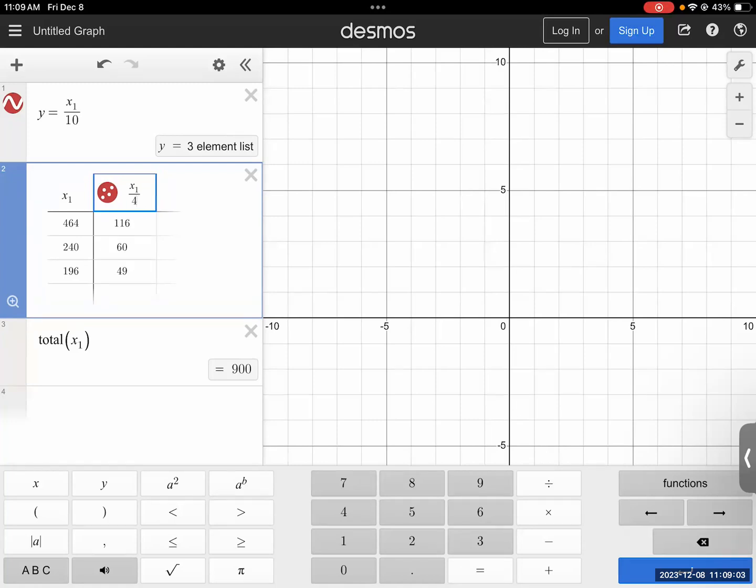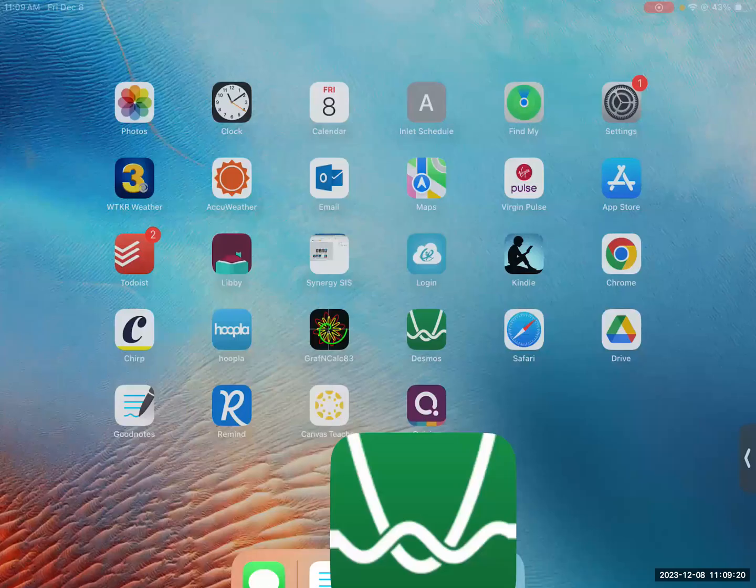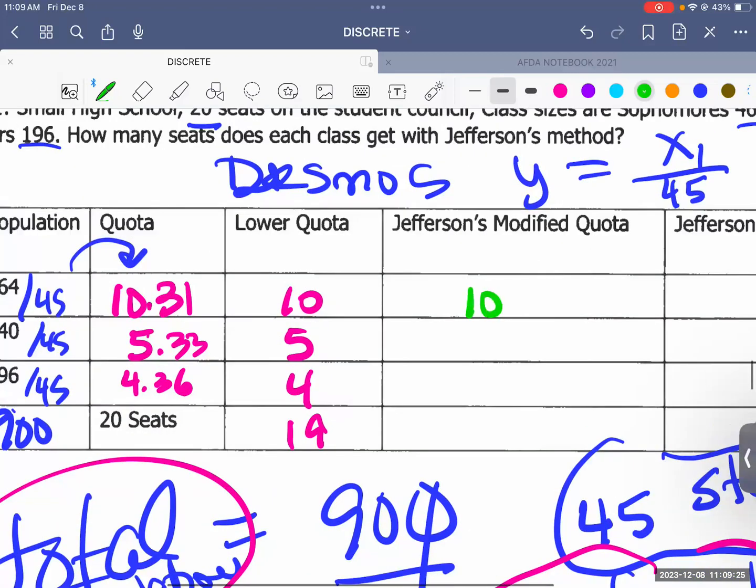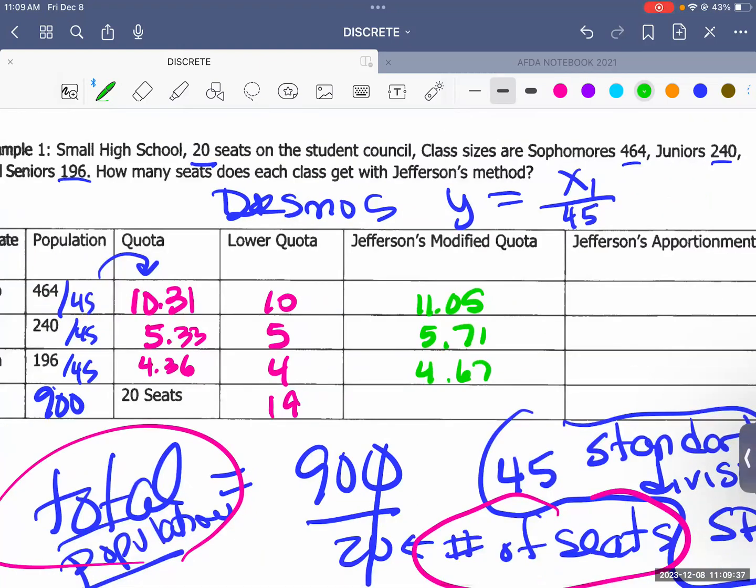Okay, let's try 43. Oopsie. Try 43. How many do I have then? It's 42. Okay, so what you're going to do is write the modified divisors down. Ready? You have to round it correctly. So now we found something. We got a number. So our modified quotas are going to be 10, 11.05, 5.71, and 4.67. You with me?